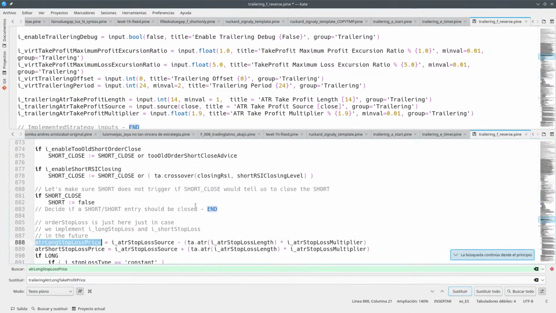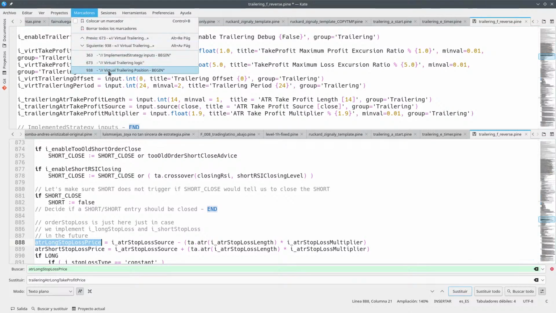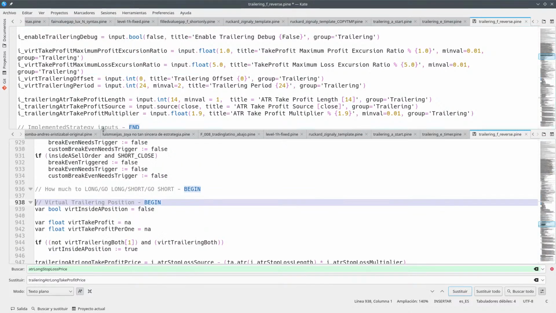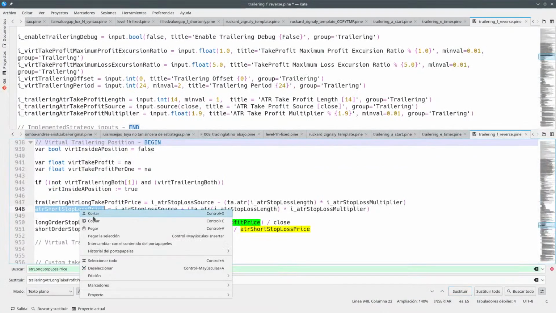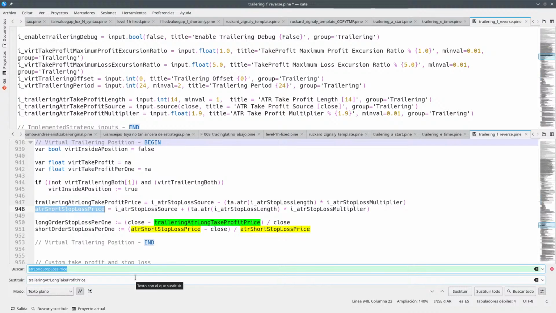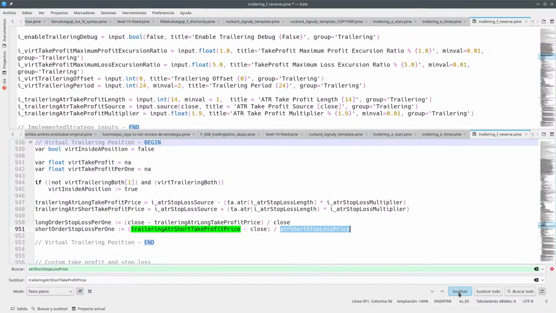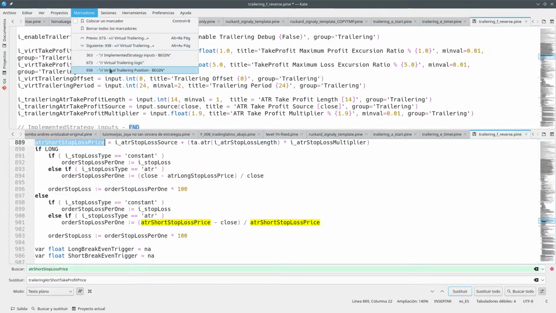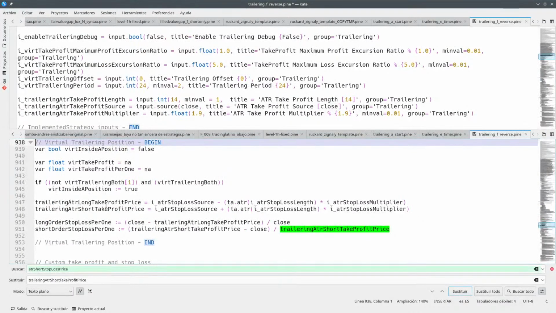Okay, okay. And this should also be named as trailing take profit. So let's try to fix this. Trailing short take profit. Probably the calculation will need to be changed, but at least we have something. Okay, so we have the new variable names.